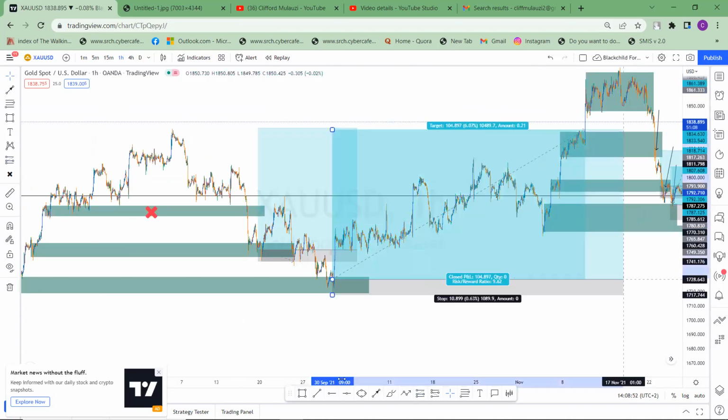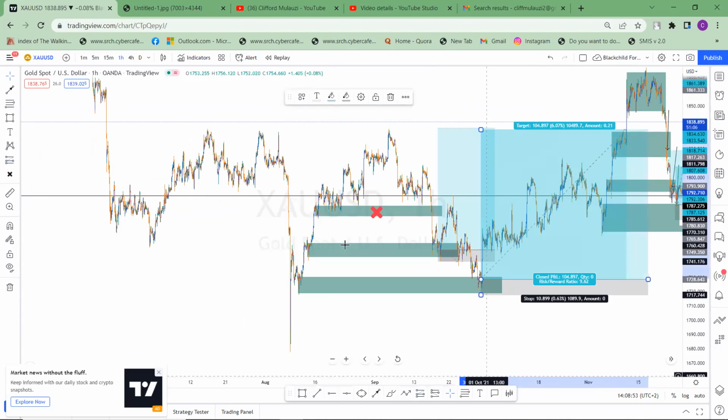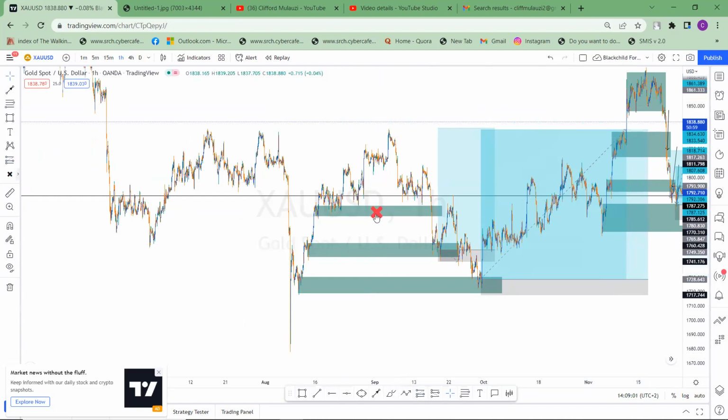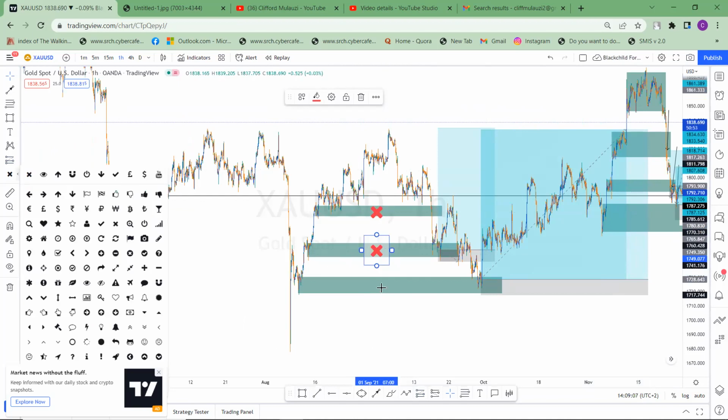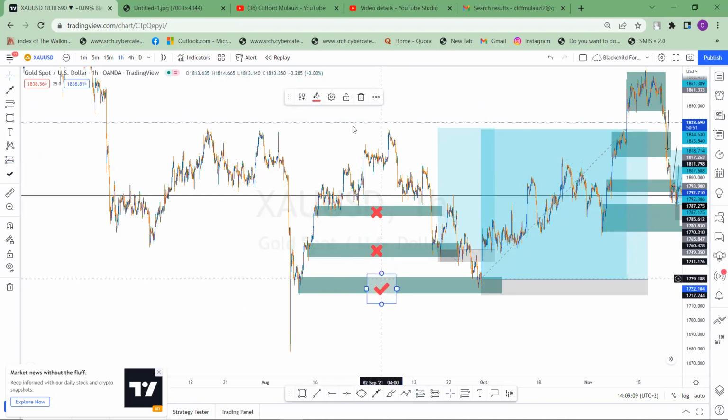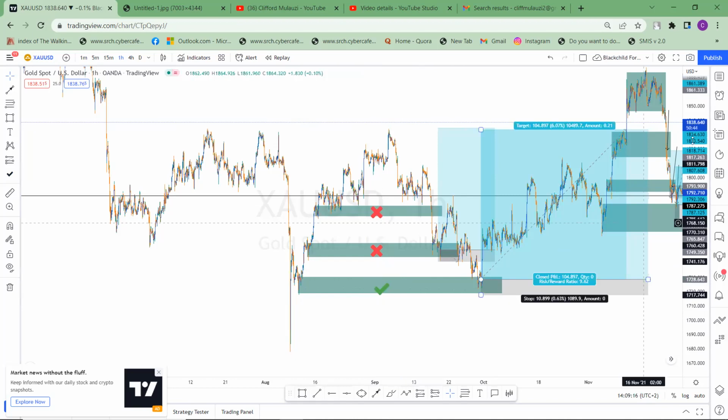And then the question should be, why did the first order block not work? Why did the second order block not work? And why has the last order block worked? In this case, this order block is not going to work as well. And lastly, we have one order block that has worked, and this is this order block, right? So the secret should be why choosing the last order block as a valid one.